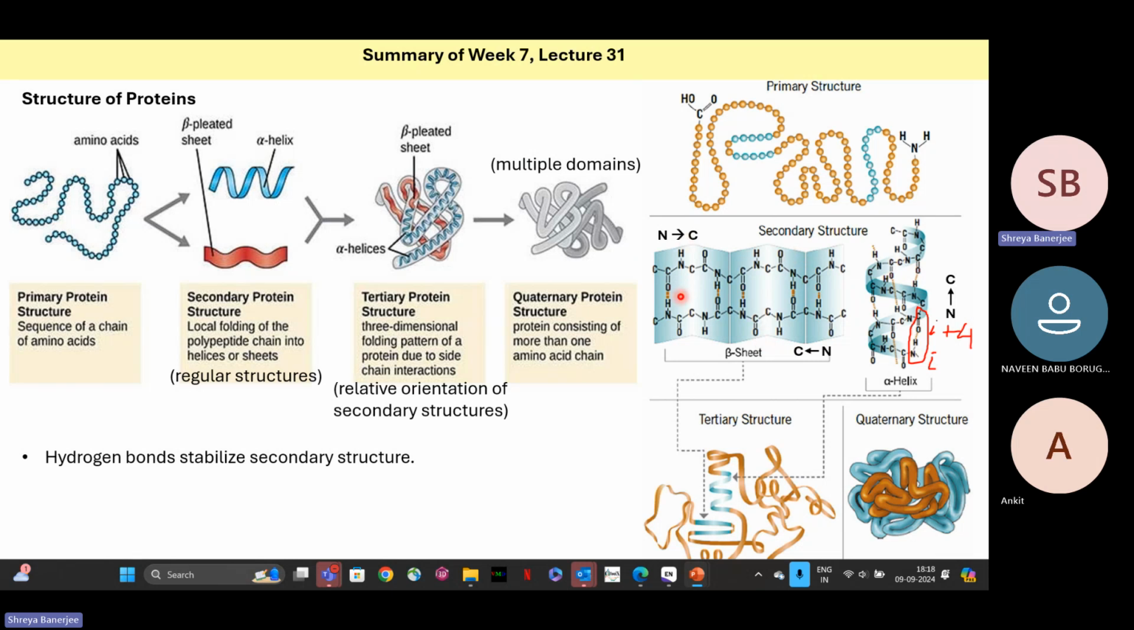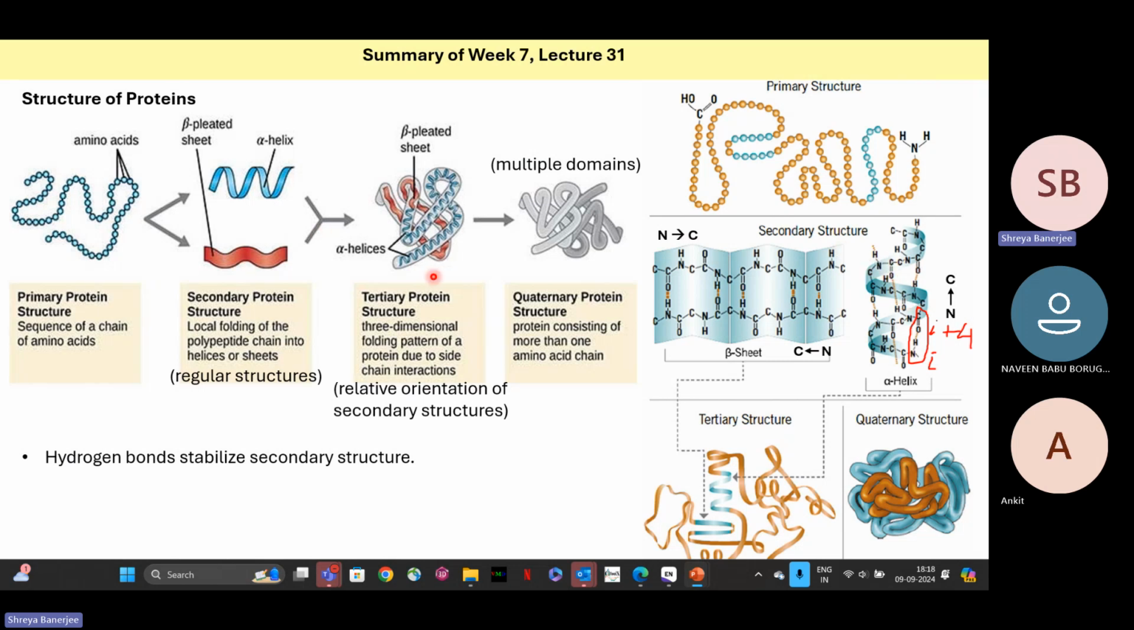Now, between the two strands, there are hydrogen bonds between the CO and NH. So again, there are regular hydrogen bonds holding the polypeptide chains together in a kind of regular structure. And these two are different kinds of secondary structures. There can be many other kinds of secondary structures. We'll look into that in some time.